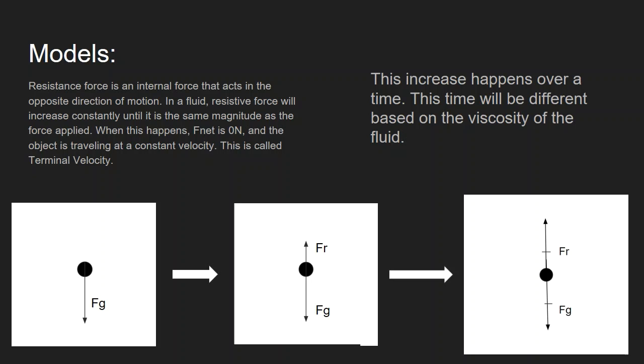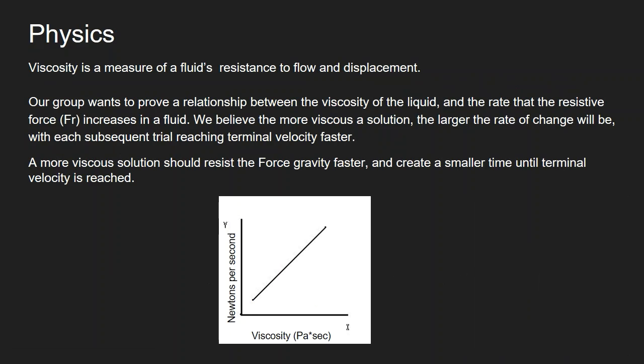In a fluid, resistive force will increase constantly until it is the same magnitude as the force applied. When this happens, F net is zero and the object is traveling at a constant velocity, called terminal velocity. This increase happens over a time period. This time period will be different based on the viscosity of the fluid. Viscosity is a measure of a fluid's resistance to flow and displacement.